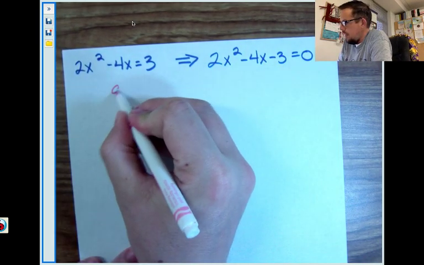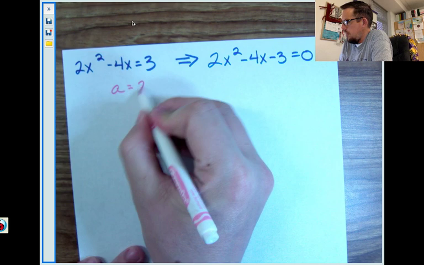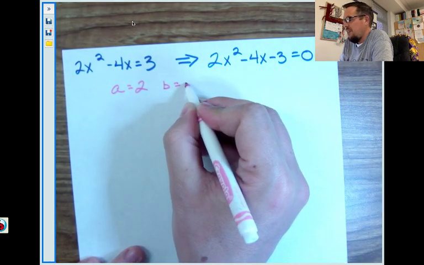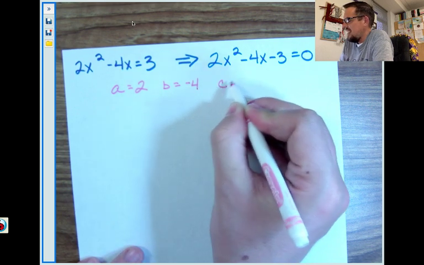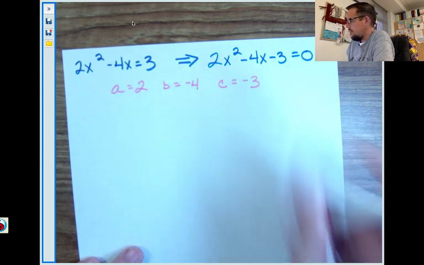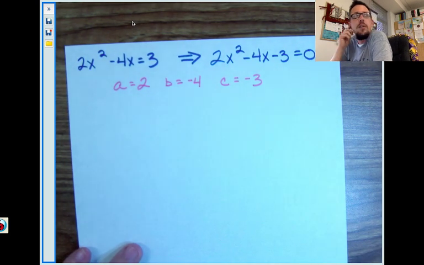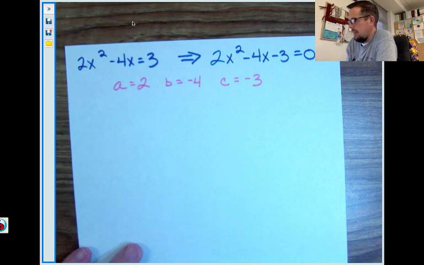What will A be? 2. B is? Negative 4. Very good. And C is? Negative 3. Once you get all that done, you're home free. You just plug it into the formula. Plugging it into the formula is the part you're most likely to make a mistake on, I think.